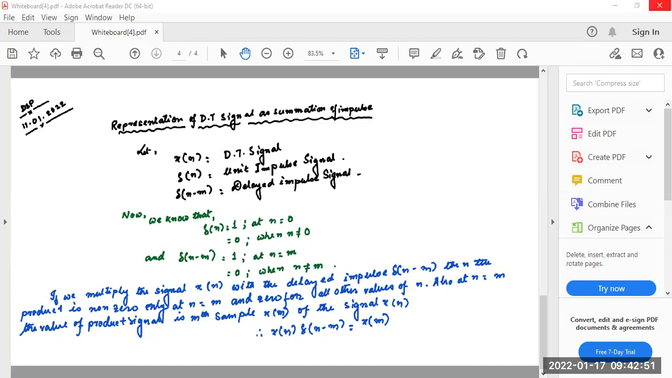So after that, let us develop the next part. So today is 17/1/2022.